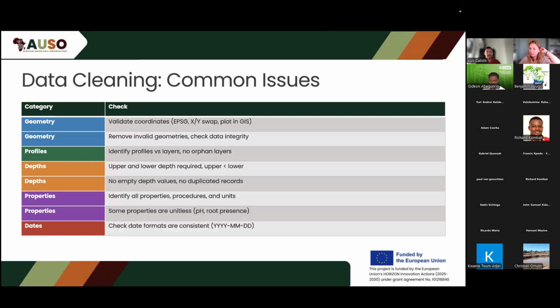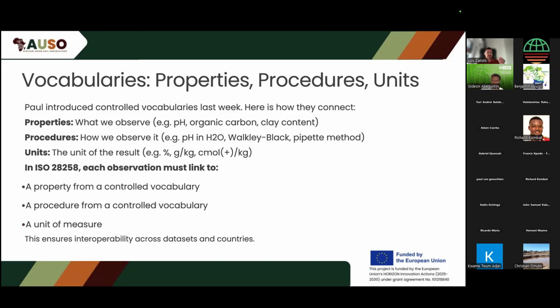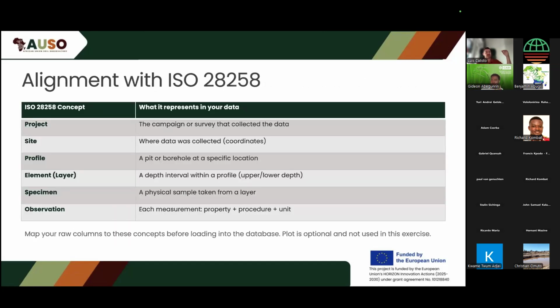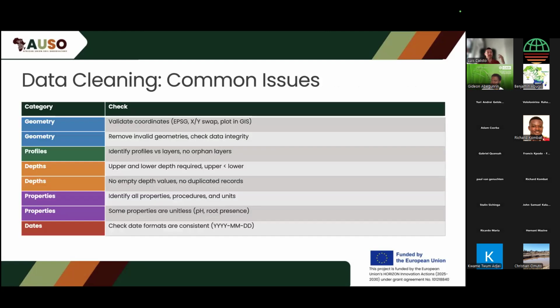Okay, so the cleaning part. We already checked. What we need to map in our Excel or CSVs are the different properties, procedures, and units, and also the project site profile elements. We need to know this, which in most cases you know.